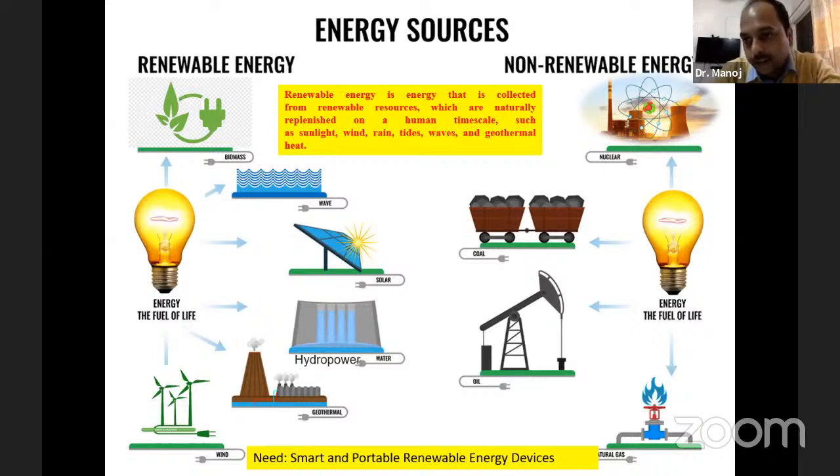We all know that energy is required for society, for all human beings. There are two types of energy, non-renewable and renewable. Non-renewable energy comes from coal, nuclear, oil, and natural gases, and we all know there are limited sources available on our earth. So we have to look for some alternative source. For that, we have biomass, waves, solar cell, water, geothermal, and other things. But we need to find some other new renewable sources, like smart and portable renewable energy devices, our own devices that can generate electricity.